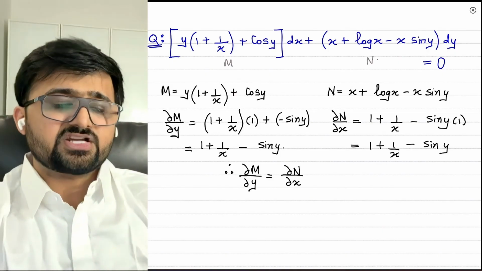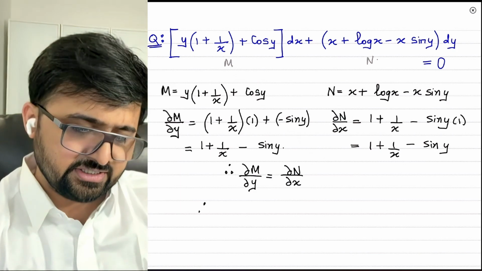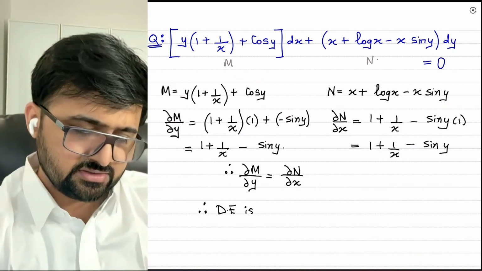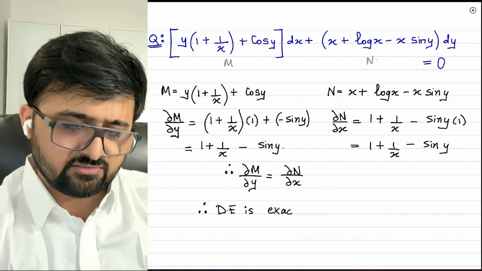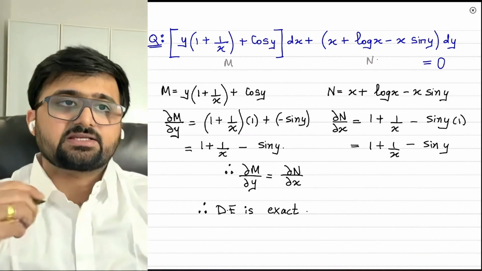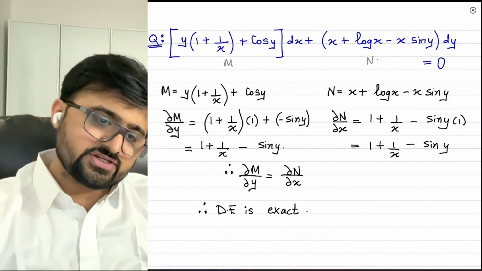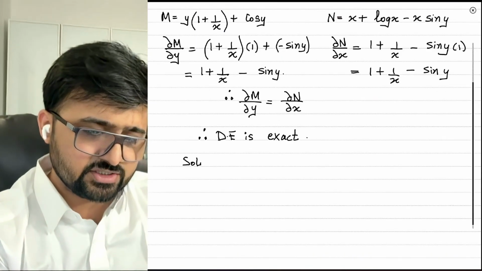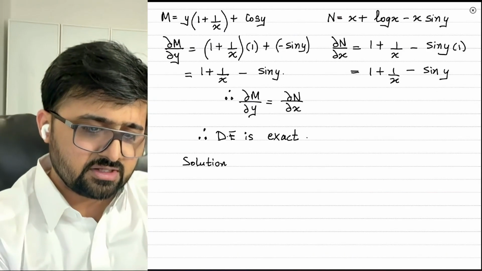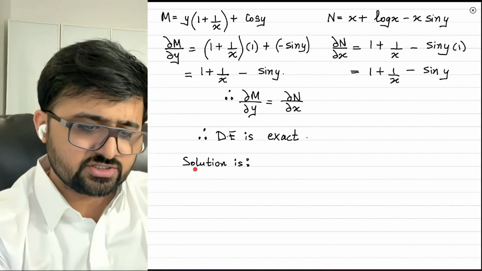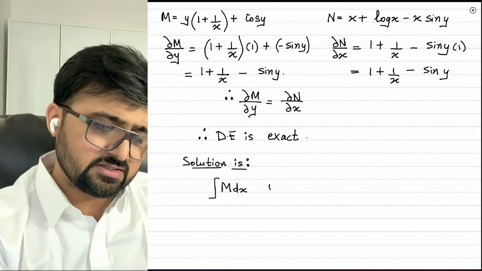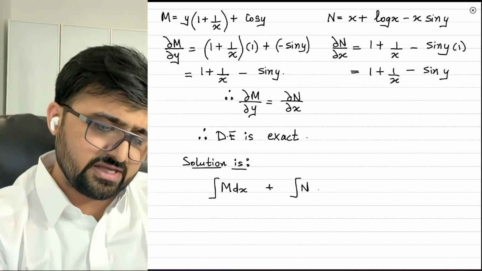Since those two partial derivatives are equal, we can say that our differential equation is exact. If our differential equation is exact, the solution that we can find is the integration of m dx plus the integration of n dy is equal to 0.